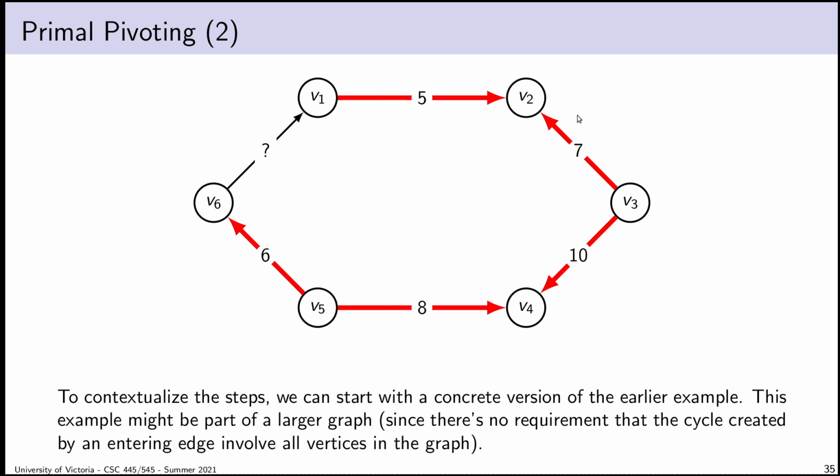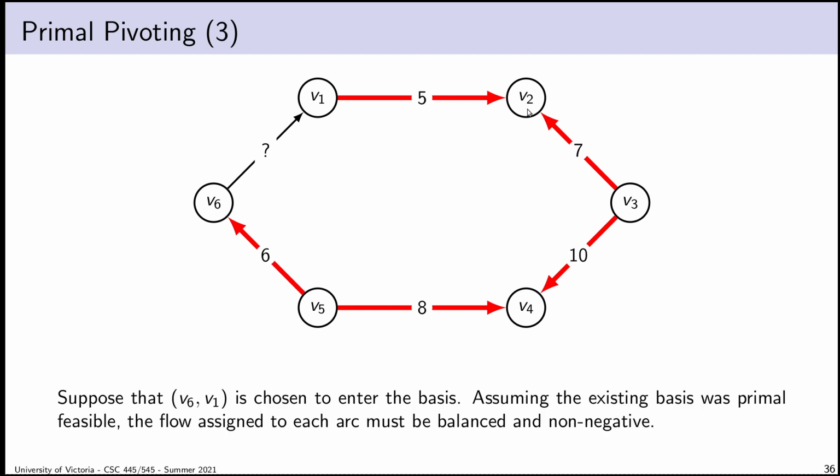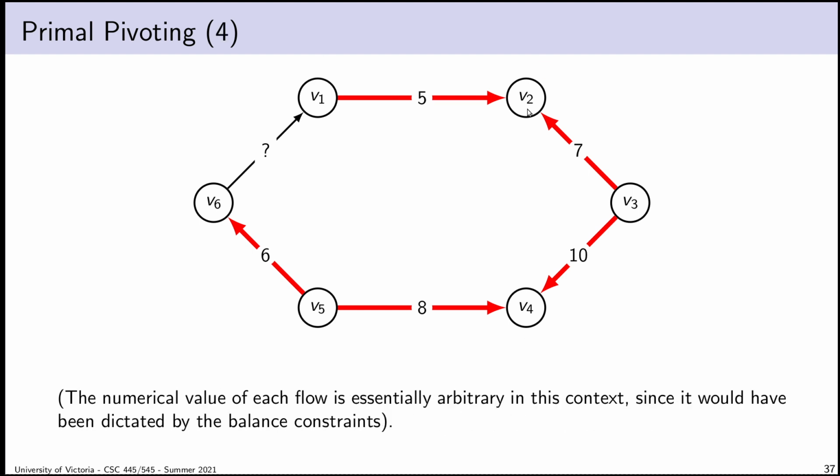So let's just start with a concrete version of the example, this abstract cycle from earlier, and then take that back to our bigger graph. And remember that what we're assuming here is, before I've added this edge to the basis, that this could be part of some larger feasible and balanced flow. The key thing is we don't care about all the other edges that are in the basis. All we care about is, at the beginning of this step, every vertex is in equilibrium if we take into account the current flow values. Okay, so I want to choose my arc v6, v1 to enter the basis.